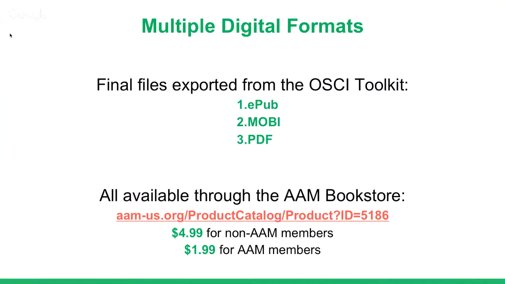And finally, a reiteration that through the flexibility of the OSCI Toolkit, the handbook was able to be published in 3 formats, all published from the toolkit: EPUB, MOBI, and PDF. In this way, the handbook is able to reach the widest possible audience and is not limited to any specific platform. Further, the PDF is already formatted for print on demand for those who really do want a hard copy. All 3 versions are available for purchase through AAM's bookstore and for under $5.